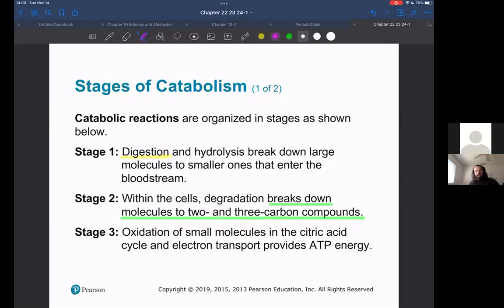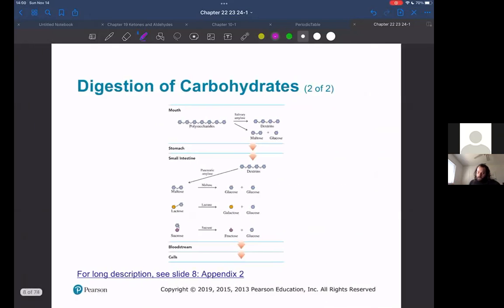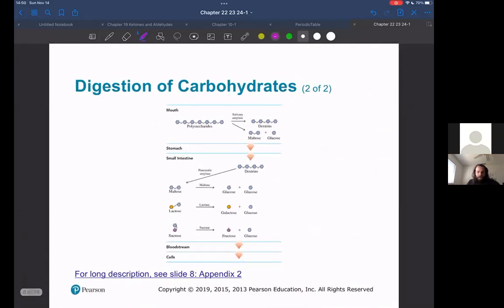That happens in the cytosol of the cell, then those smaller components are moved into the mitochondria, where oxidation of those small molecules takes place and ATP is released, okay? So that first step is kind of the simplest one.